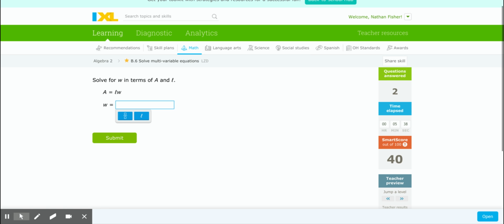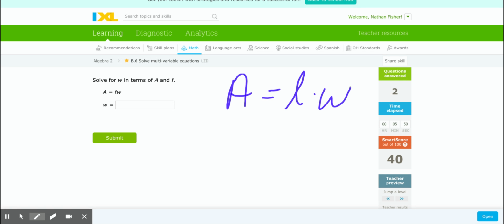Let's look at something here. This looks like an area formula, actually. I'm glad they picked something that we actually use. Area equals length times width, or L times W. Now we want just W, so let's say we had the area and we had the length, but we don't know what the width is.